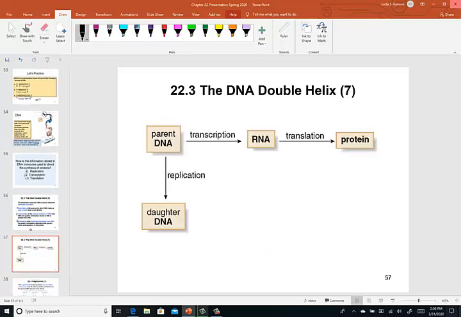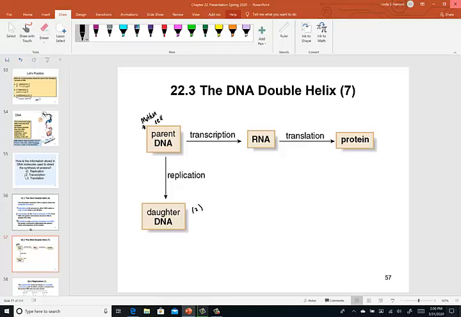So kind of putting it into perspective, we have a parent DNA, so this is what I would call the mother cell. And in the mother cell, the nucleus contains DNA. One of the processes of the DNA is to create a replication of itself. To replicate is to create a daughter cell, when actually there would be two of those when the cell actually splits. So an identical set of information passed on from the parent to the daughter cell.